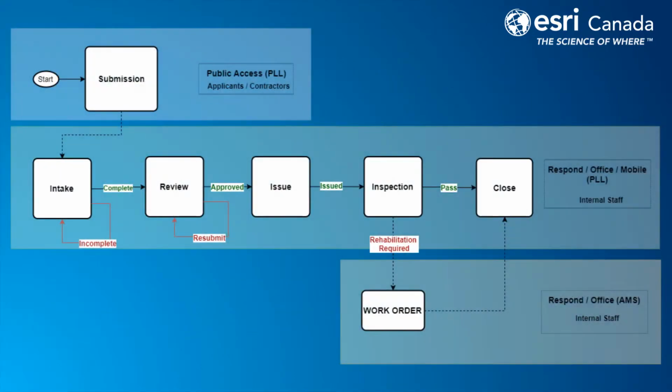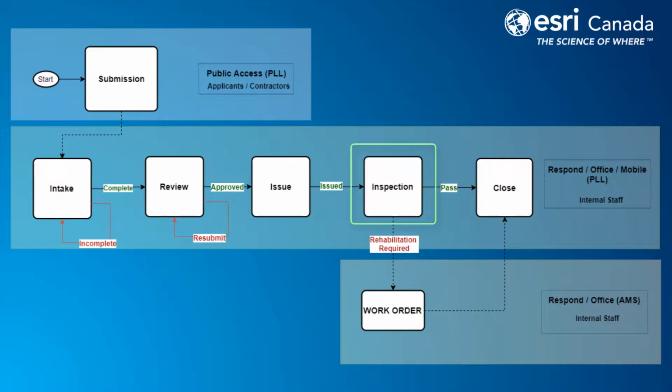The sample workflow I will be using for this demonstration is as follows. I will start off by acting as an applicant or contractor to electronically submit a road use permit in PLL's public access portal. Upon successful submission, we will then log in as city staff in PLL's Respond application to intake, review, and issue the permit. Along the way, I will highlight features of Respond.